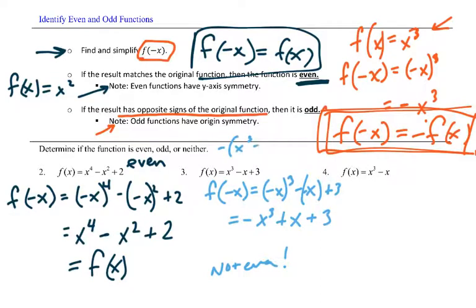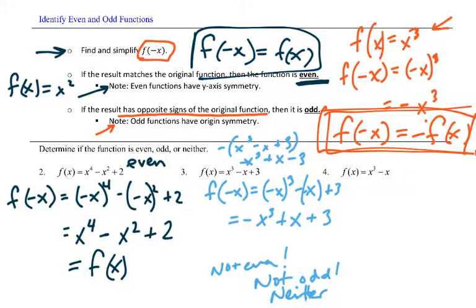If I were to negate this function, because I'm just distributing the negative, I should end up with negative x to the third plus x, which looks familiar, but then it should be a minus 3. So this is not odd either. So this is an example where it's neither even nor odd.